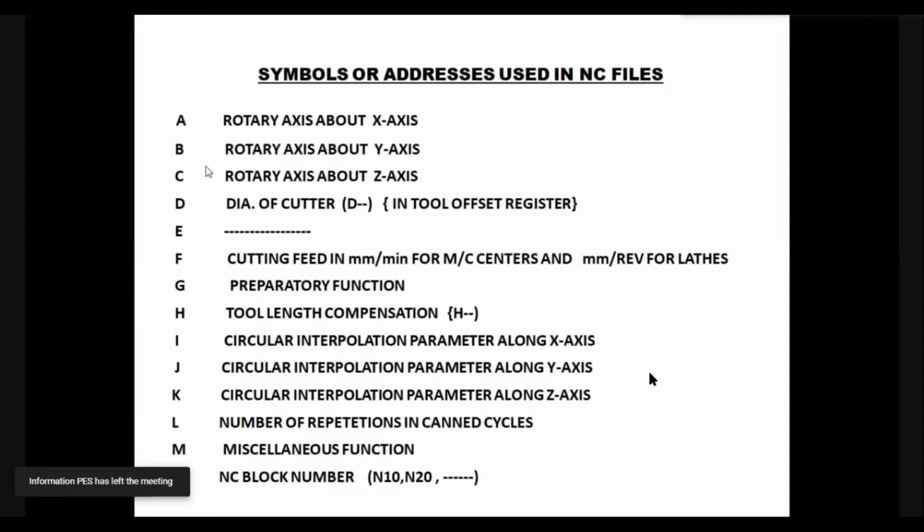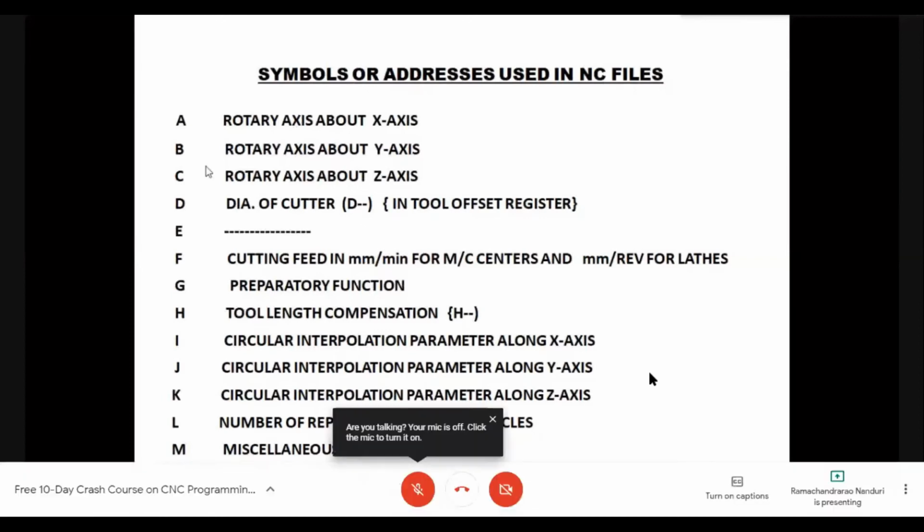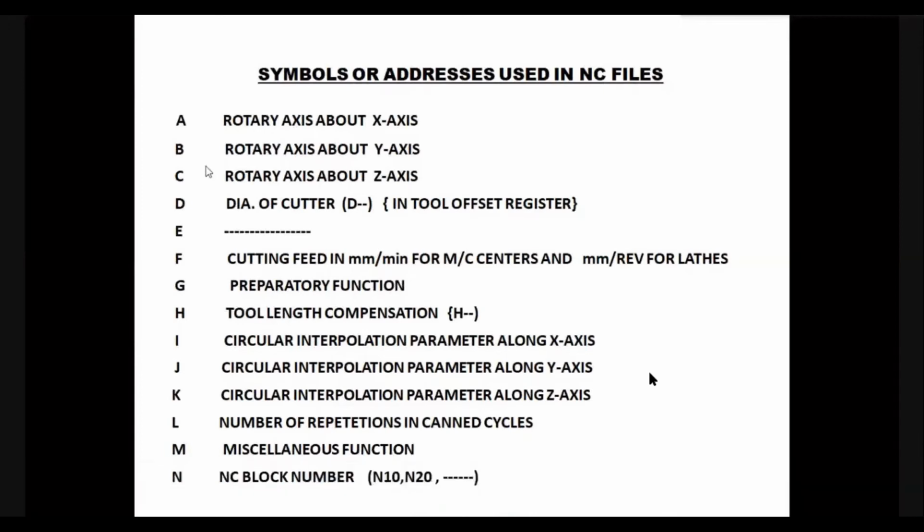And letter E doesn't have any interpretation. In olden days it was there, but that has been removed from the list. And letter F, cutting feed in millimeters per minute for CNC machining centers and millimeters per revolution for CNC lathes. G is called a preparatory function. That means G stands for geometry. Remember it like that. So for defining the geometry of workpieces, we give G codes. Okay, G codes are preparatory functions.